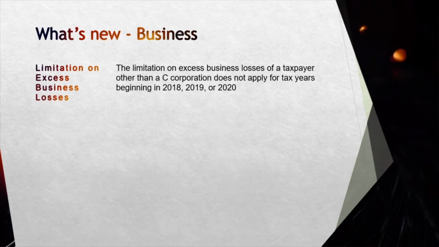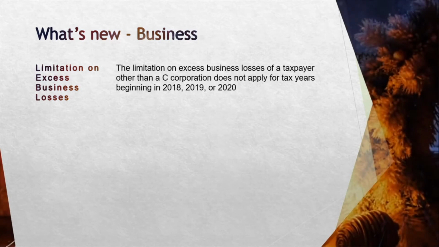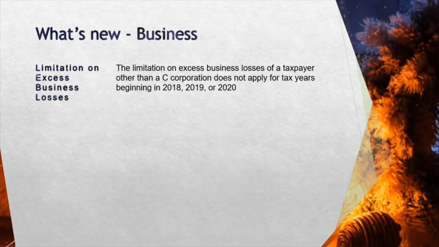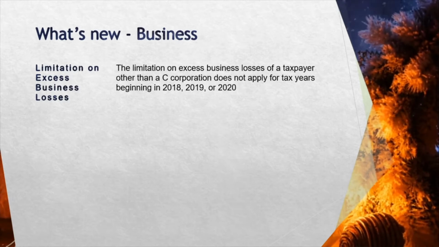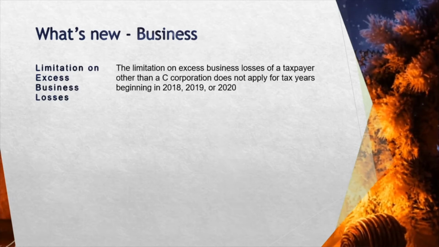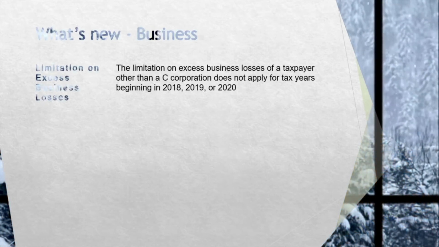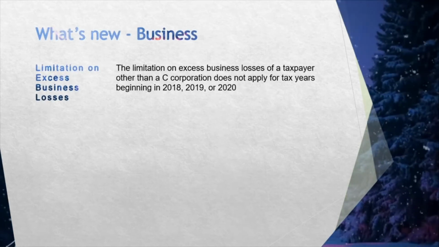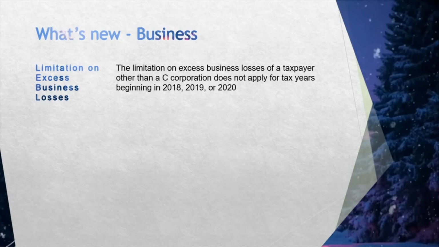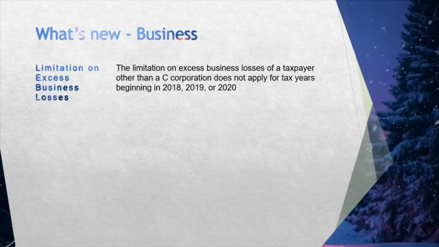This limitation applies to all excess business losses of a taxpayer other than a C corporation. Excess business losses are not allowed for the tax year of loss. So if you have an excess loss, you have to carry it forward. Instead, they are carried forward and treated as part of the taxpayer's net operating loss, subject to the NOL rules and carryover limitation.